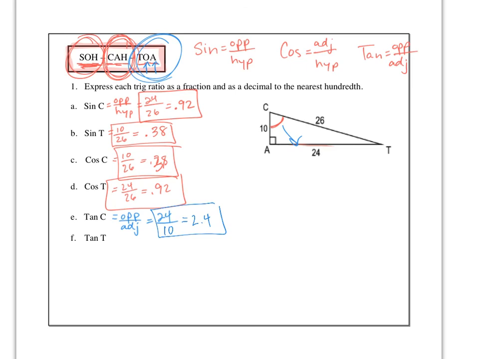And then tangent of t. So we're going to do one last one. We have to go to angle T. So angle T is right here. And we have to do tangent. So remember, it's opposite over adjacent. So it's 10 over 24 this time. And 10 divided by 24 is 0.42.